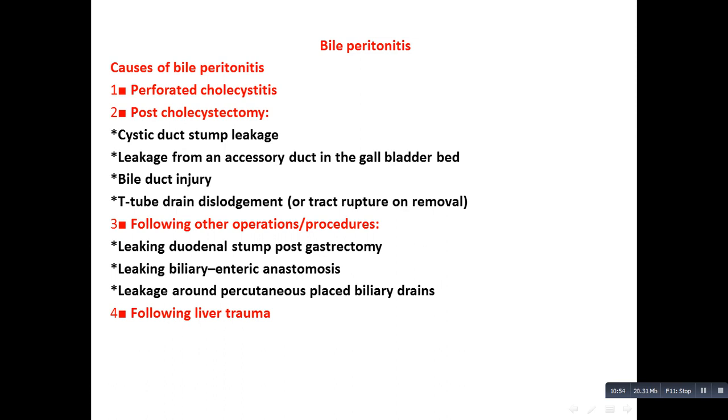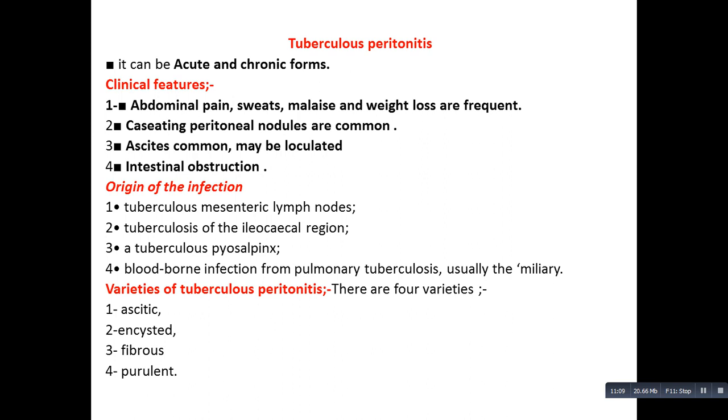Following liver trauma. TB peritonitis, or tuberculous peritonitis, presents as acute or chronic abdominal pain. The patient comes with abdominal pain, caseating peritoneal nodules, ascites, or intestinal obstruction. The origin of the infection could be from mesenteric lymph nodes, from the ileocecal region, or salpingitis, or bloodborne miliary tuberculosis.